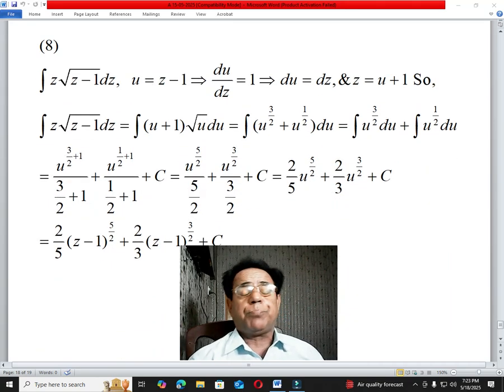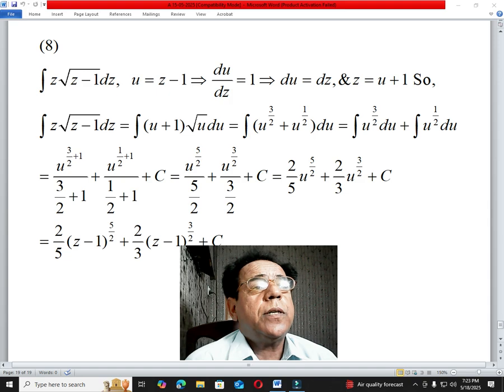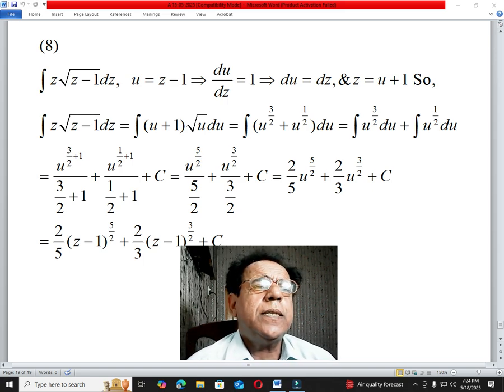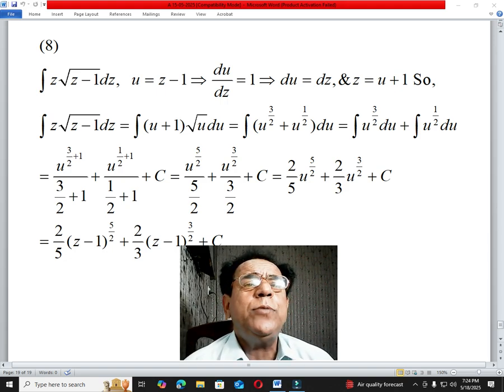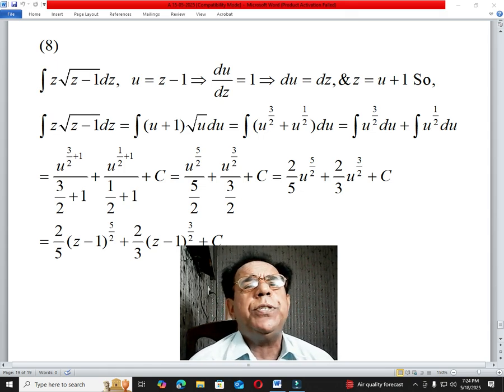Problem number 8. Integration of z into square root of z minus 1 into dz. Here the substitution proposed in the problem statement is u equal to z minus 1. That is to say, the quantity given in the square root is substituted by u. So when u is equal to this, then du by dz will be equal to 1, and when this becomes equal to 1, then both are equal, that is du is equal to dz.